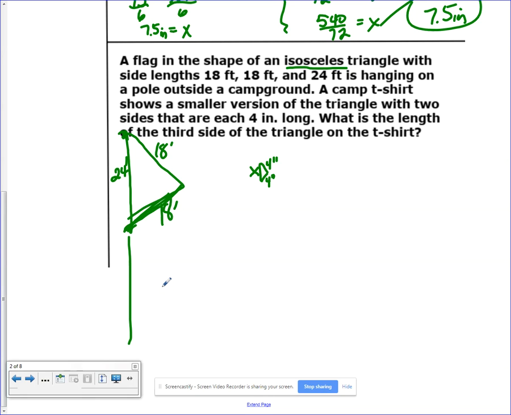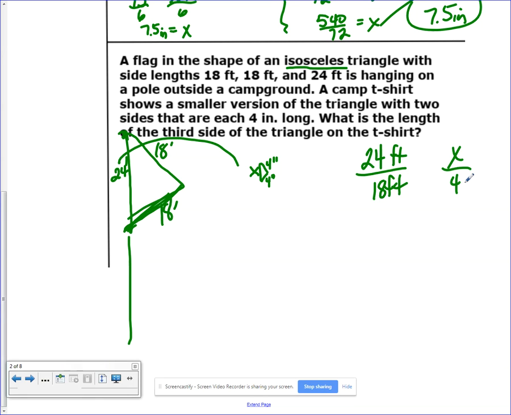Gosh, there's so many ways to think of it. If you want to think of it as figuring out the relationship between these two sides, like 24 and 18, you can set up a proportion that way. What's 24 to 18? Long side to one of the evens. 24 feet to 18 feet. That would have to match up. Okay, this is your x. This corresponds to this one.